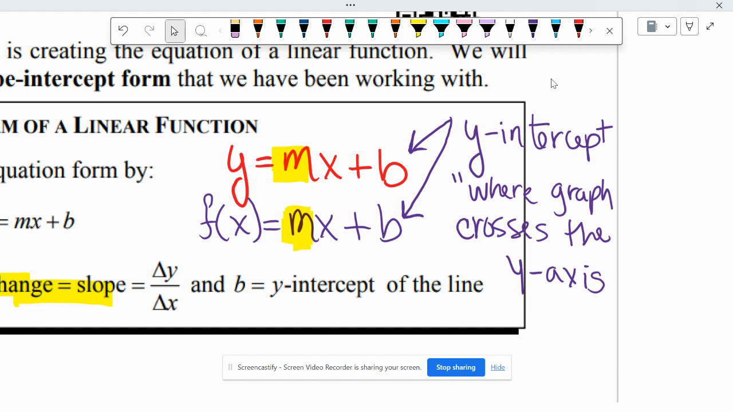It's where the graph crosses the y-axis. Okay. So this is what I always say when I think about graphing this equation. We're not graphing it yet today, we're just writing it. But in the form y equals mx plus b, if b is where the graph crosses the y-axis, I always say that b is where I begin. B is where I begin. I want you guys to write that down.